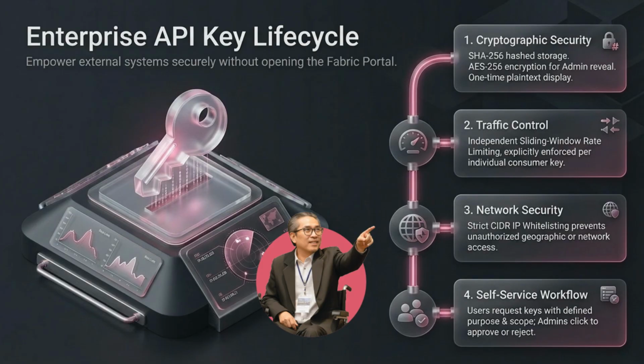Second, traffic control. We've implemented independent sliding window rate limiting for every single key to prevent system overloads. Third, network security. We use strict CIDR/IP whitelisting, so only authorized networks can gain access. Finally, self-service workflow. It's a streamlined process. Users request keys with a clear scope, and admins can approve or reject them with a single click.